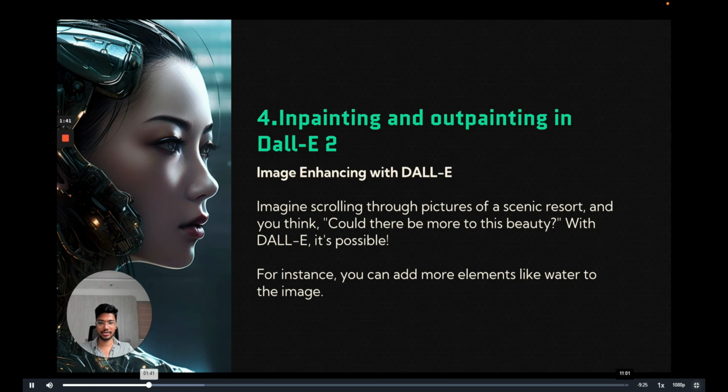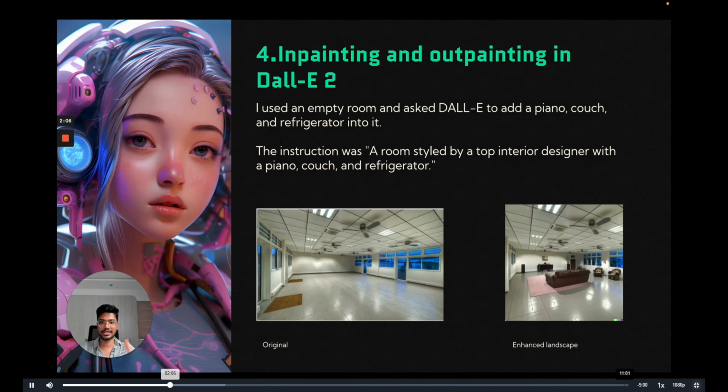Imagine scrolling through pictures of a scenic resort, and you think, could there be more to this beauty? With Dall-E, it's possible. It can enhance already great pictures in a much better way, right? For instance, you can add more elements, like water, to an image.